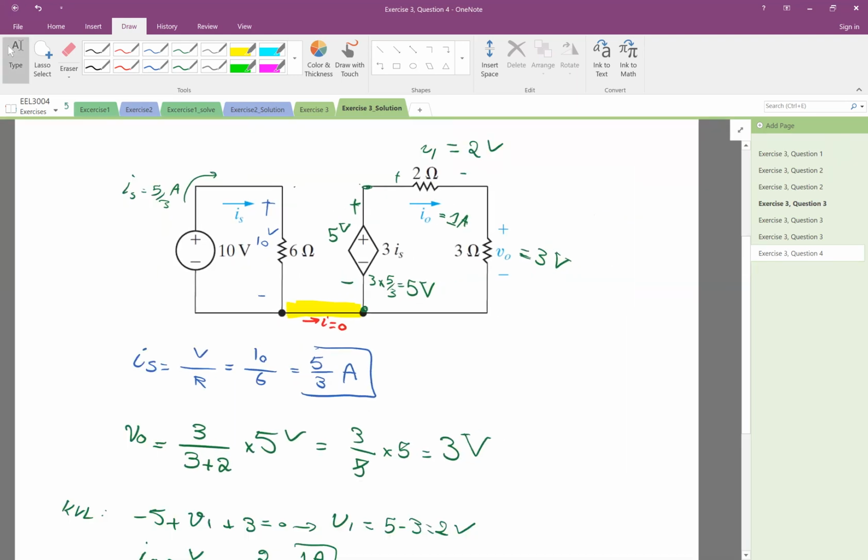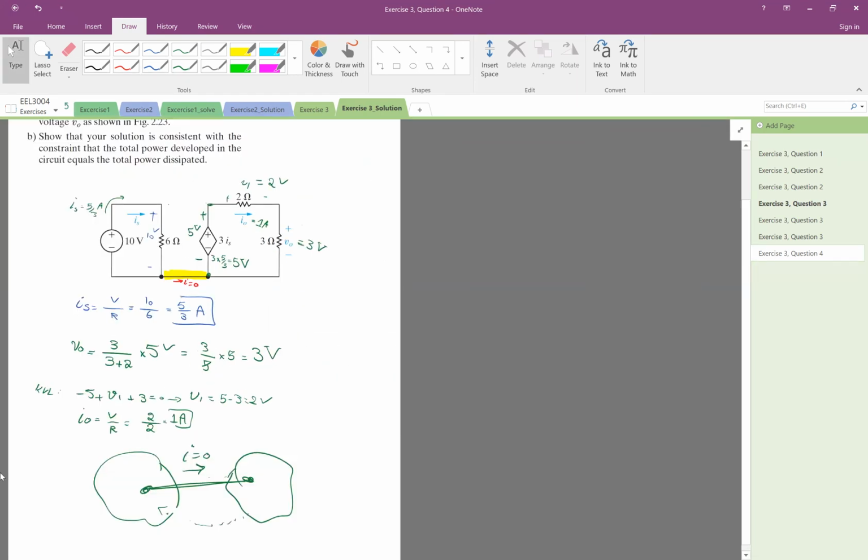Again, when you have two different things with only one path between them, let's say the current goes, but there's no way that the current can come back because there's no connection. So the I is always 0. You can also see it from KCL here. IS is looping through this, so the same IS is going here. So the I is 0.